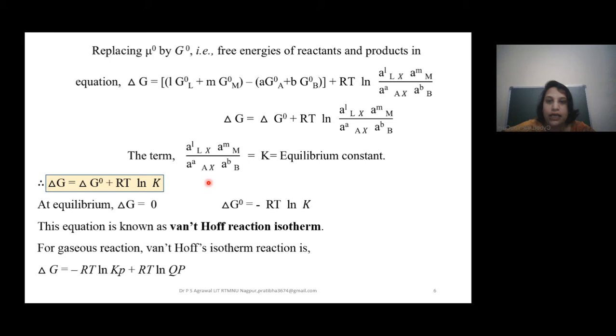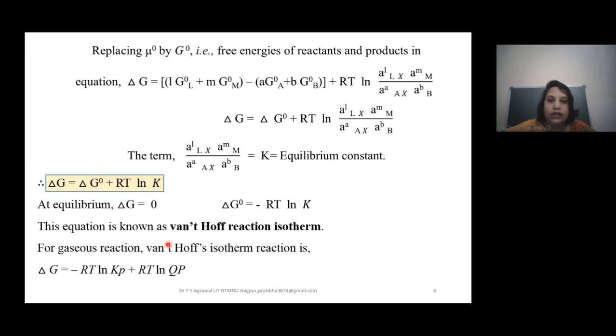Now as we are saying that it is an equilibrium condition, that means this delta G must be equal to 0. So if it is 0, then delta G0 will be equal to minus RT ln K. The simple expression that delta G0 is equal to minus RT ln K is known as the Van't Hoff reaction isotherm.